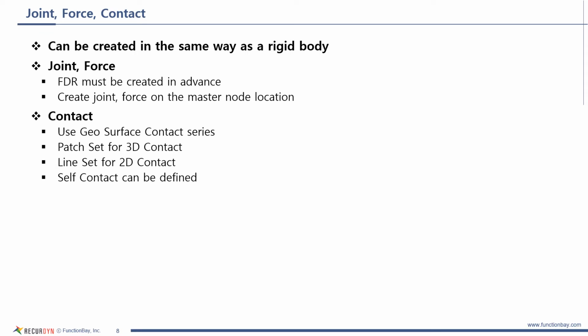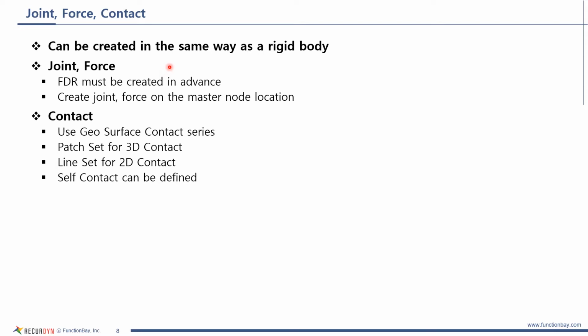When converting a rigid body to a flexible body, the joints and forces are preserved using the G-modeling technology. But sometimes users need to create new joints, forces, and contacts. Basically, you can create them in the same way as a rigid body. However, in the case of joint and force, FDR must be created in advance, and joint and force must be created on the FDR's master node location.